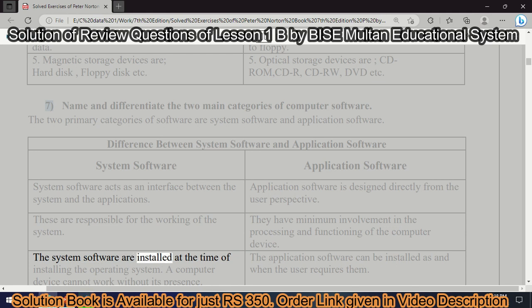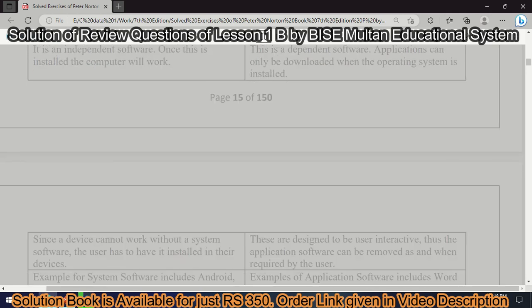System software is installed at the time of installing the operating system. A computer device cannot work without its presence. Application software can be installed as and when the user requires it. System software is independent software; once it is installed, the computer will work. Application software is dependent software. Applications can only be downloaded when the operating system is installed. Since a device cannot work without system software, the user has to have it installed in their devices.